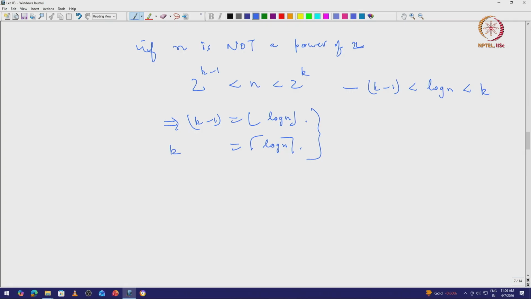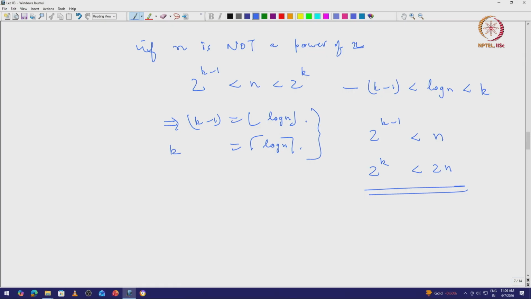Okay. Because of this, 2 power k minus 1 is less than n. Multiply this by 2, you get 2 power k to be less than 2n. If 2 power k minus 1 is less than n, 2 power k is less than 2n.